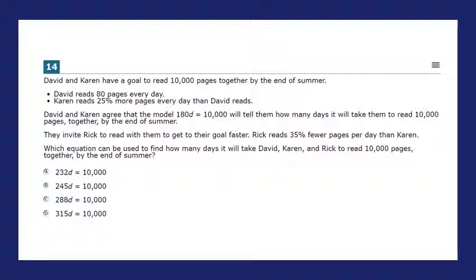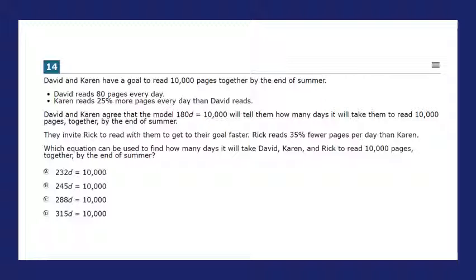Number 14 here is one of those intimidation problems. It looks like a bunch of information that they give you when in reality it boils down to a couple very straightforward math problems here. So it says David and Karen have a goal to read 10,000 pages together by the end of the summer. Good for you, David and Karen. It says David reads 80 pages per day. Karen reads 25% more pages every day than David reads. And it says that David and Karen agree that the model 180D is equal to 10,000 will tell them how many days it'll take them to read.